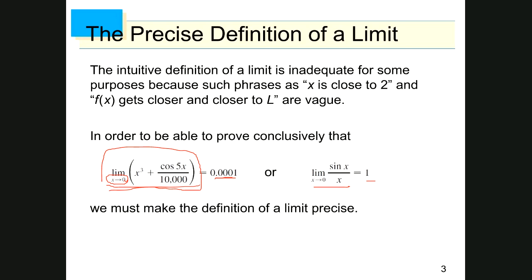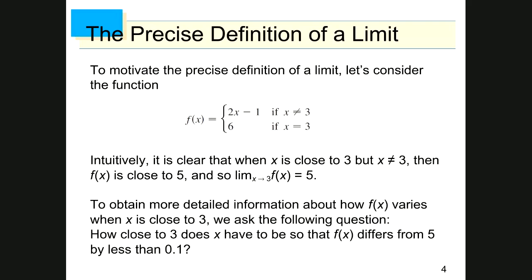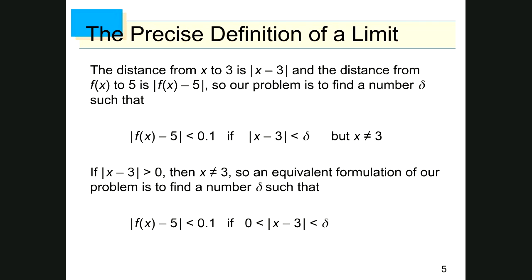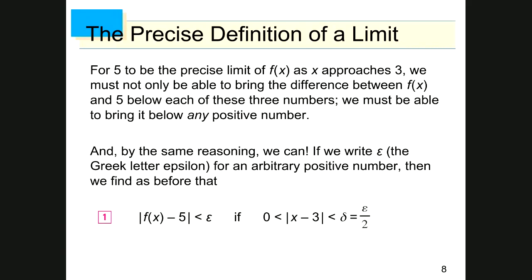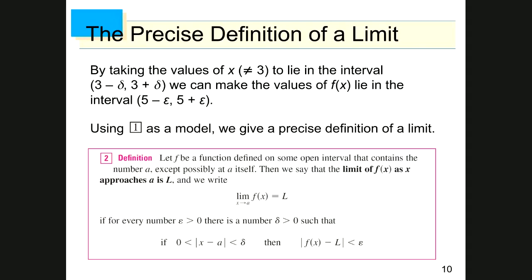We don't want to give vague statements such as x gets closer and closer to 2. We need to be exact in our definition. For now, I'm just going to skip all of this and go to the definition. You can look at all of those. Now, this is where you need to pay attention.